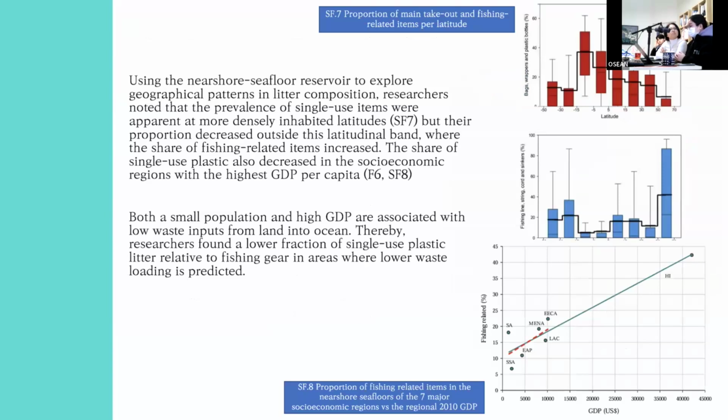Using the nearshore seafloor reservoir to explore geographical patterns in litter composition, the researchers noted that the prevalence of single-use items was apparent at more densely inhabited latitudes, as shown in supplementary Figure 7, but their proportion decreased outside this latitudinal band, where the share of fishing-related items increased. So the share of single-use plastic also decreased in the socioeconomic regions with the highest GDP per capita. Both a small population and high GDP are associated with low waste inputs from land into the ocean. Thereby, researchers found a lower fraction of single-use plastic litter relative to fishing gear in areas where lower waste loading is predicted.